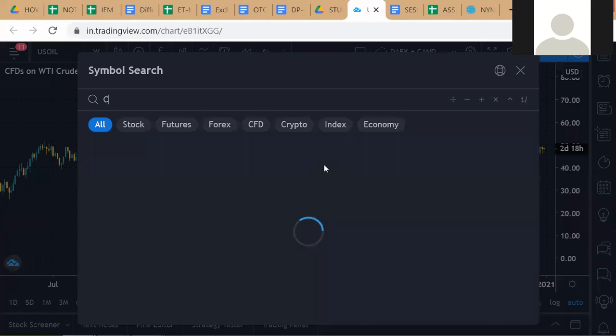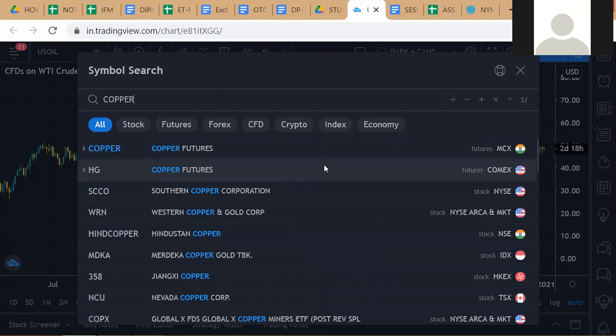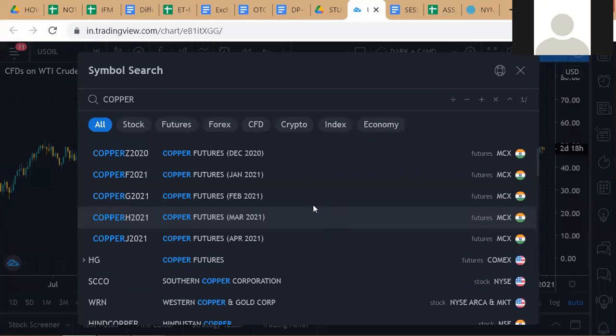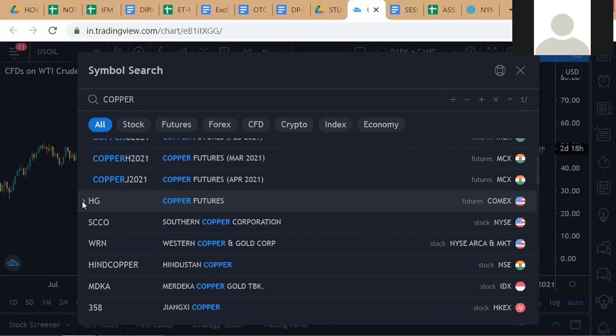Then for copper, I think we would just look for copper. We're looking for the CFD and seeing if we have anything. These are again copper futures. You can track them, but no, you don't use MCX. Please do not use these Indian exchanges, guys. We need to have COMEX copper. This is HG. Use this HG code.